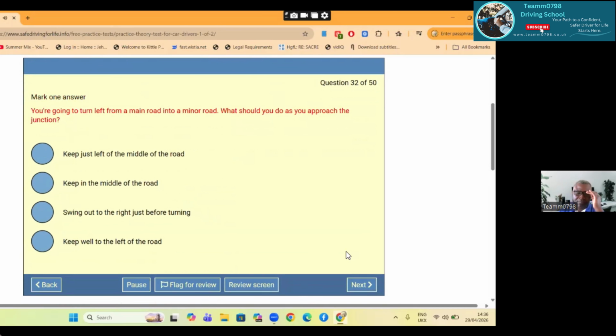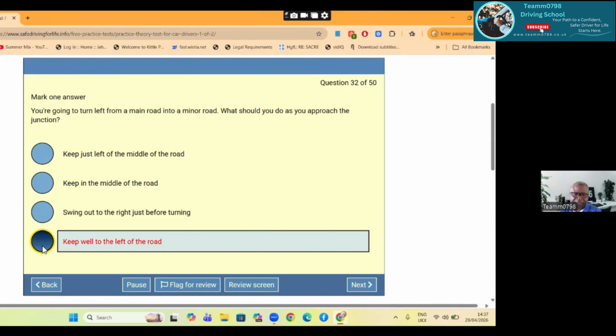Mark 1 answer. You're going to turn left from a main road into a minor road. What should you do as you approach the junction? So keep just left of the middle of the lane of the road? No. Keep in the middle of the road? No. Swing out? No, keep well to the left of the road. Okay. When you keep well to the left of the road, and if the road is spacious enough, people behind you can go straight ahead, overtaking you, so to speak. So that's the best thing to do.